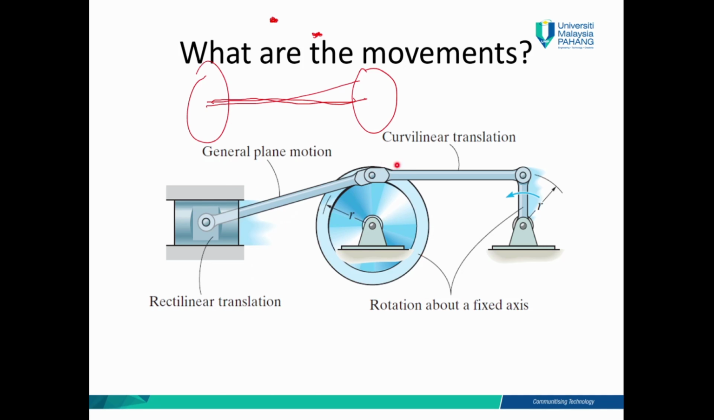And of course, this ring here will be rotating about a fixed axis, so it's a rotation. And here also, although it doesn't turn 360 degrees, the movement is along a fixed axis. And here it's written a curvilinear translation, because if you simulate this movement, this line here will not change. It will move like this, maintaining this angle. So it is a curvilinear translation.